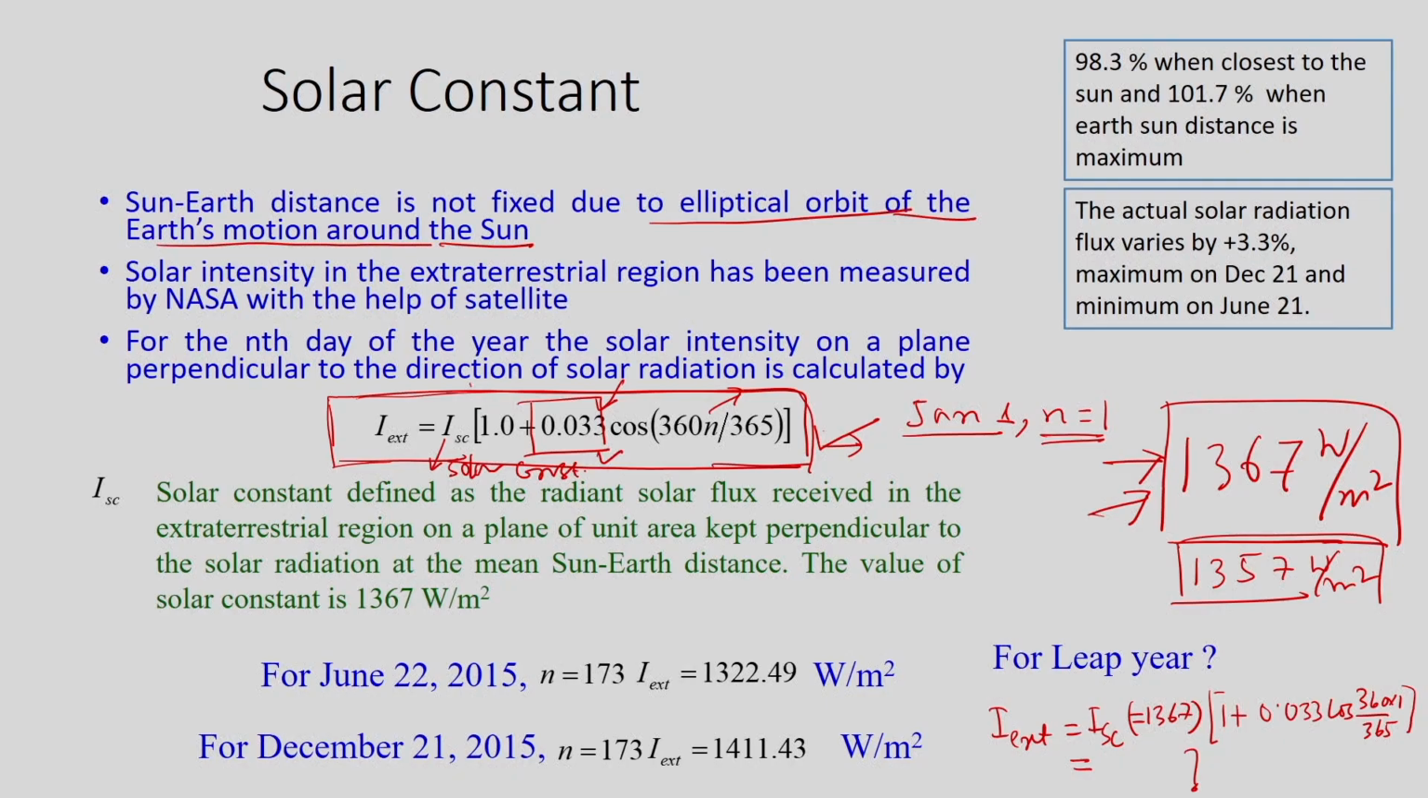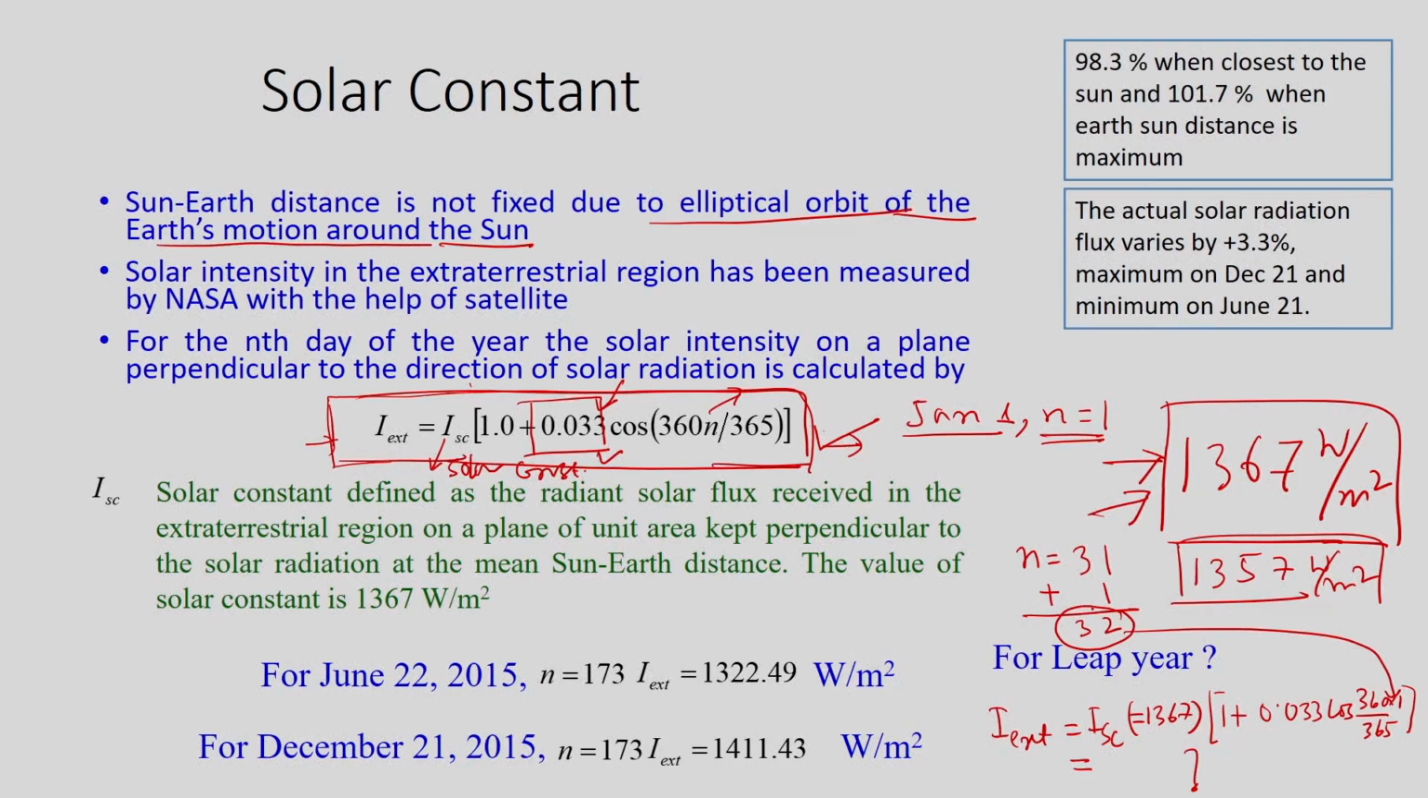or January 1. So, if I am interested to calculate this I_EXT for, say, February 1, then what will be the value of n? n will be, because January has 31 days plus 1, 32. So, if we substitute this value 32 in n here, then we can calculate what will be the radiation flux received on February 1. Of course, this radiation is extraterrestrial radiation, which is above the Earth atmosphere.